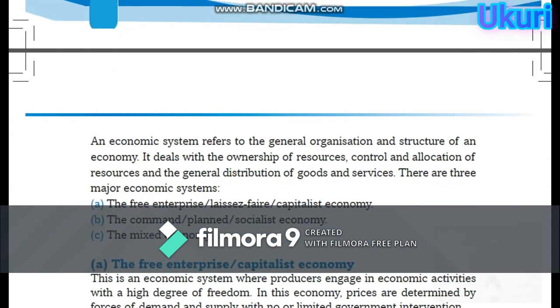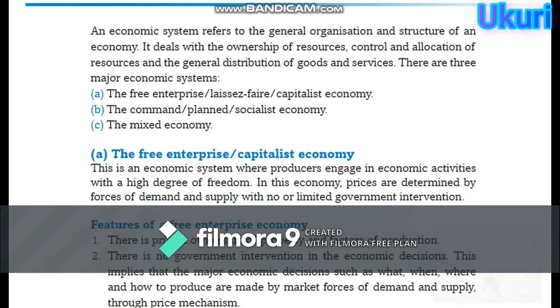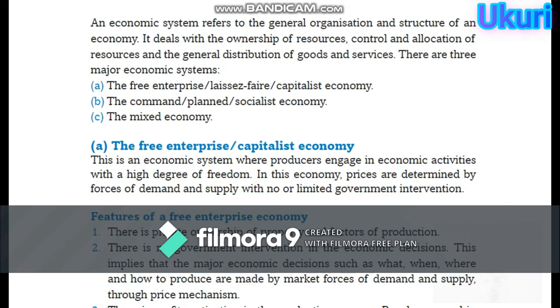Economic system refers to the general organization and the structure of an economy. Ni ukuvuga ngo economic system ni organization cyangwa se ishusho ya economy cyangwa se y'ubukungu. Yo kwekonomiza cyangwa se gukoresha imitungo yacu sparingly, buhoro buhoro. It deals with the ownership of resources, control and allocation of resources, and the general distribution of goods and services.